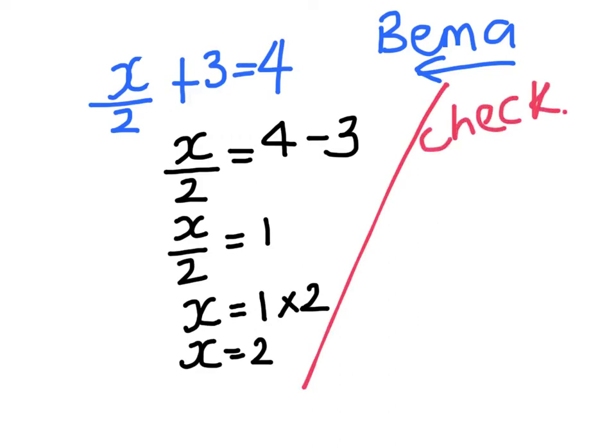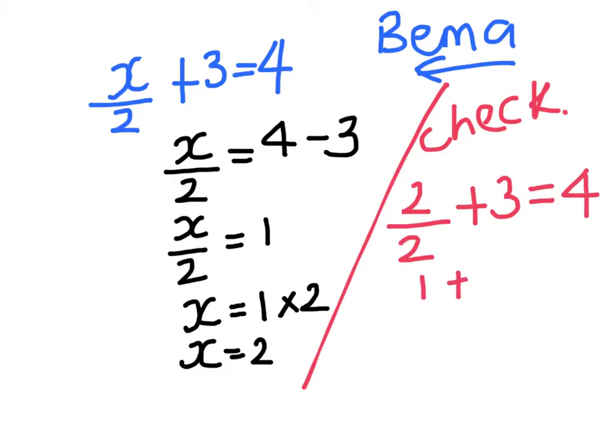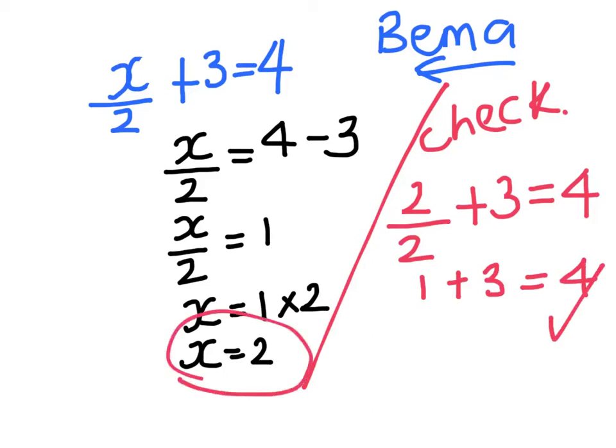If x equals 2, I'll just put the 2 up here. Then it's going to be 2 divided by 2 plus 3. Does it equal 4? 2 divided by 2 is 1 plus 3 equals 4. Woohoo, it's correct. So therefore x equals 2 is correct. On the next couple of slides, or next slide, I'm going to put a couple more similar to this down. Remember, pause it, give it a go, check your work.